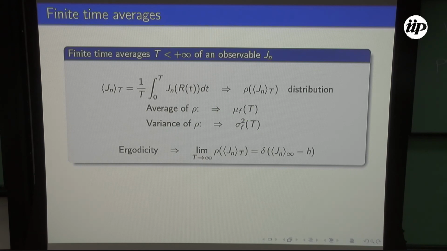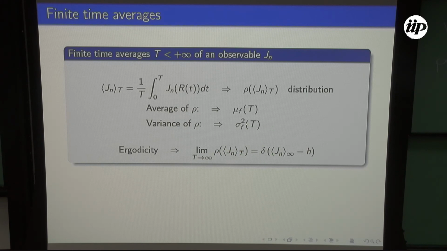Now, ergodicity might imply that the distribution of this finite time average, as the averaging time diverges towards infinity, converges towards a delta function, here centered around the energy density. Therefore, we want to check that. We want to check that this distribution at finite time converges towards a delta function.